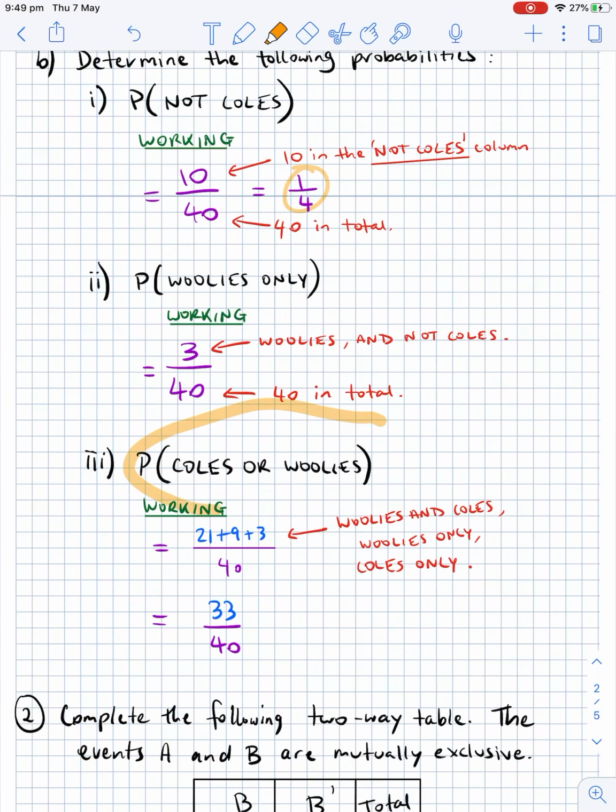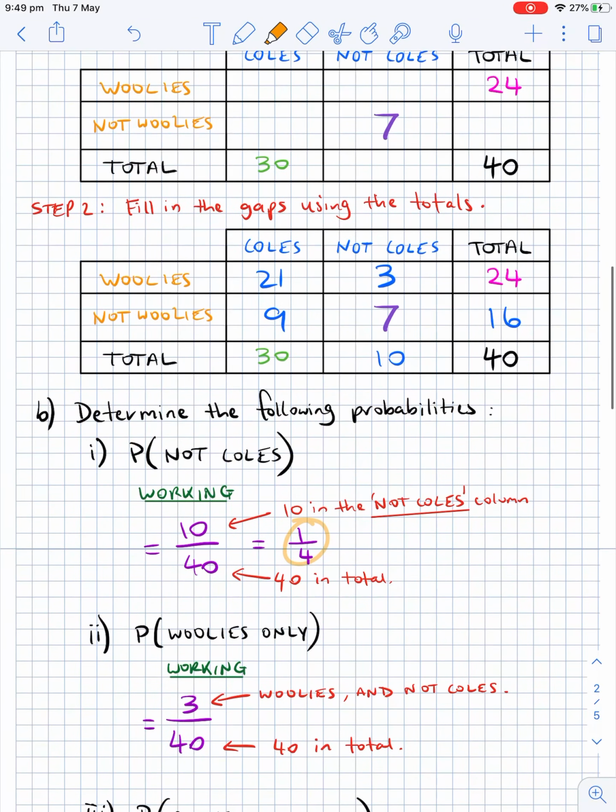Okay, moving on. We've got the probability of Coles or Woolies. So that means we can be in the Coles section, we can be in the Woolies section. The idea is we want to count all these people. So we want to count these 9, we want to count these 21 people, we want to count these 3 people. So these are the 3 we're going to put together. We don't want this one because that's neither. We want Woolies or Coles. So we just don't count these 7 people here.